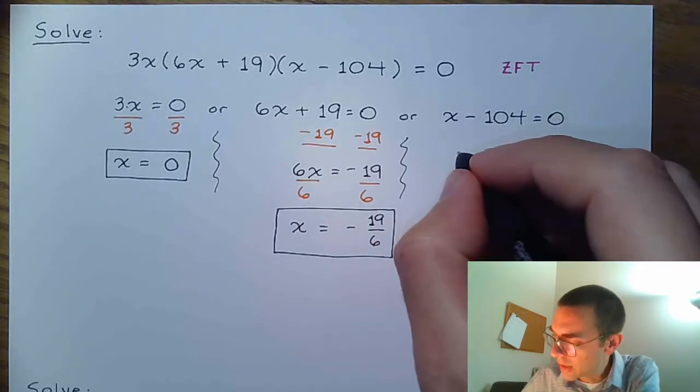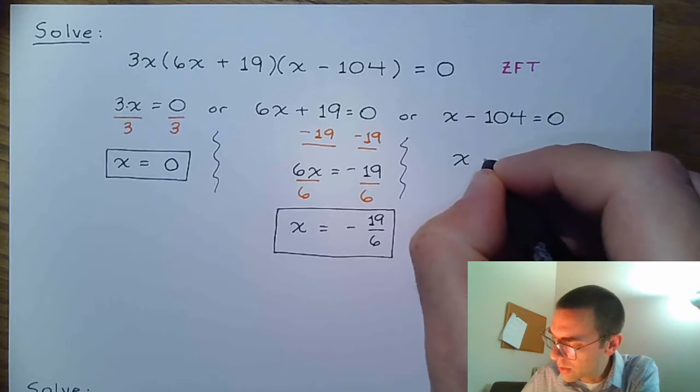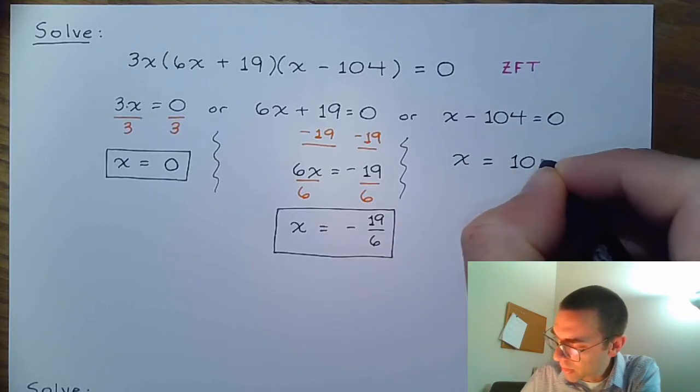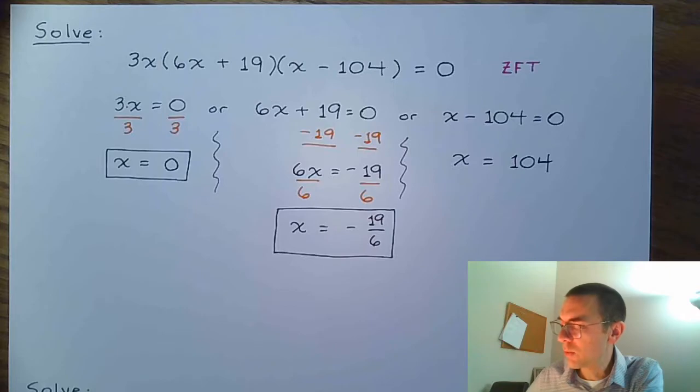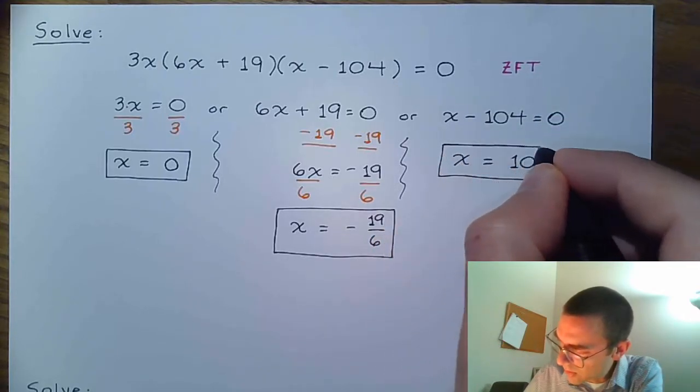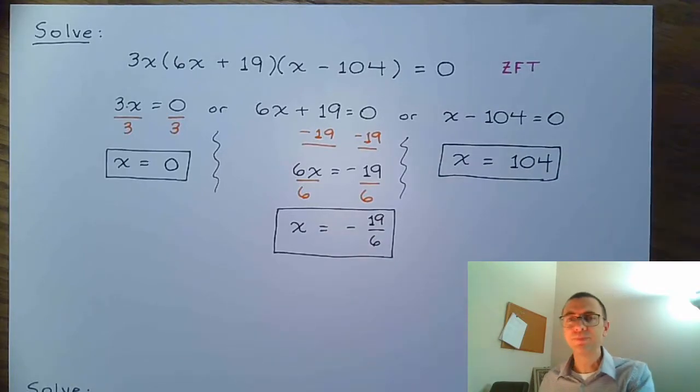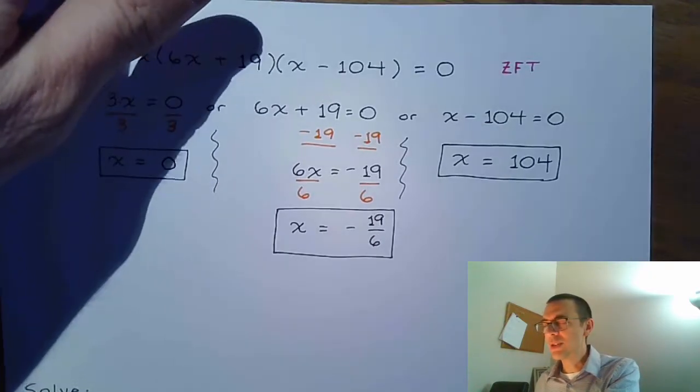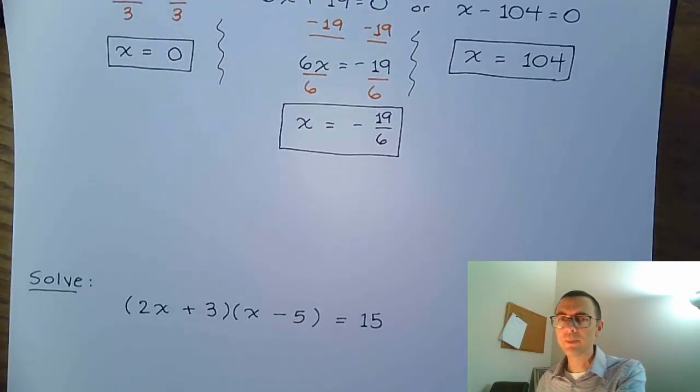And finally over here, to get x by itself, you add 104 to the other side. So x equals positive 104. So you get one solution for each of these factors, and you're done. Nice and simple, no need to sweat about that one. And let's look at the next one. Let's see how it's similar yet different.